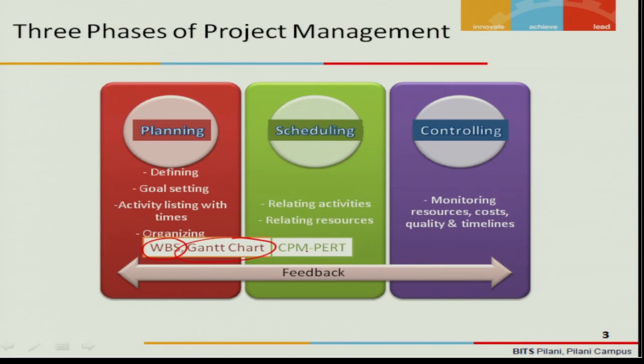What do you call as CPM and PERT? The critical path method and program evaluation and review technique. These tools will be used in the scheduling, and when it comes to the controlling, you will predominantly be using run charts. We are going to see WBS, Gantt chart, CPM and PERT. We are not going to see run charts because it is not an essential part of project management. You will be covering it in your quality management topics.